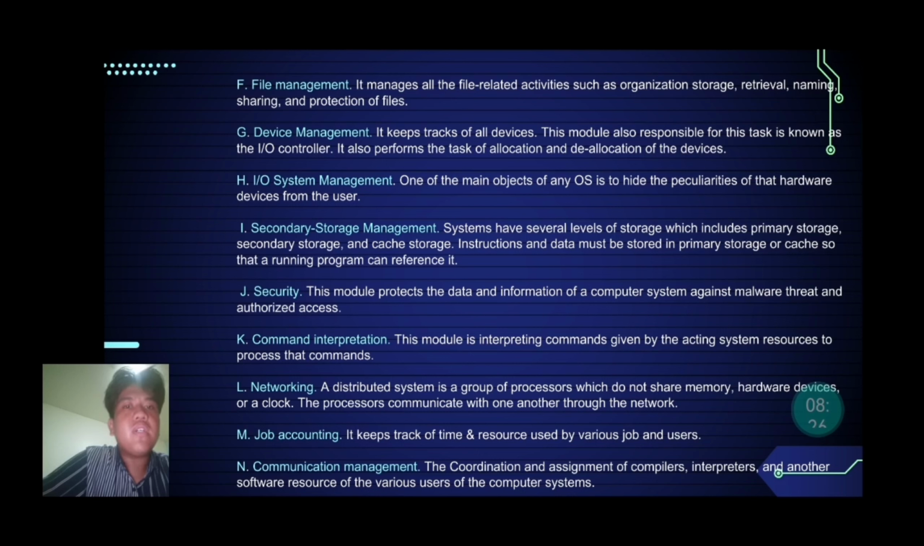Letter M, job accounting. It keeps a track and time resource used by the various job and users. Ibig sabihin nito, it also assists you in evaluating the overall use of your system. Letter N, communication management. Multiple processes communicate with one another through communication lines in the network.